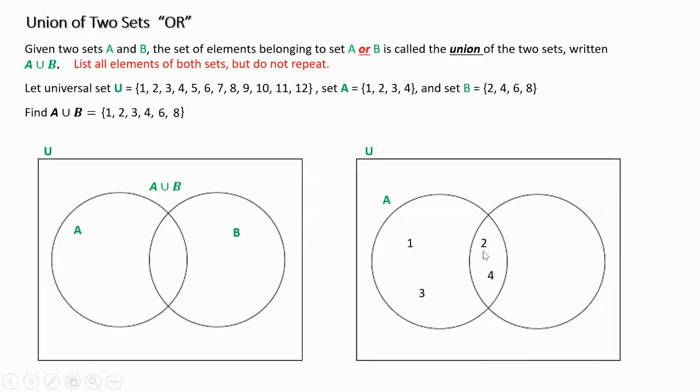Then we go to set B. We already got the 2 and the 4, so the 6 goes there, and the 6 and the 8 have to go in there. That's how you represent A union B. But now what's missing? We got the 1, 2, 3, 4. We got the 5, which is going to go outside, the 7, the 8, the 9, the 10, 11, and 12. That's how you represent A union B in a Venn diagram.